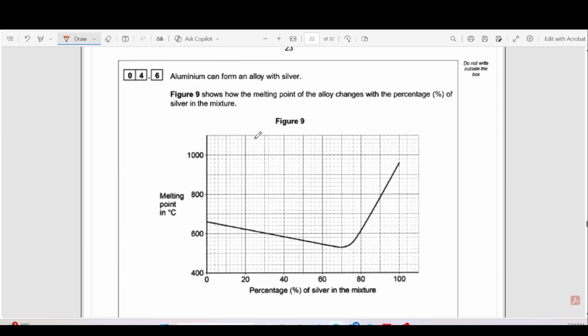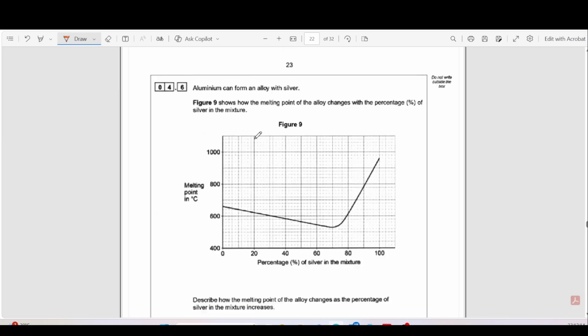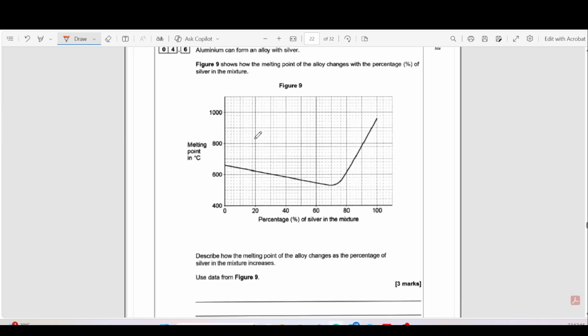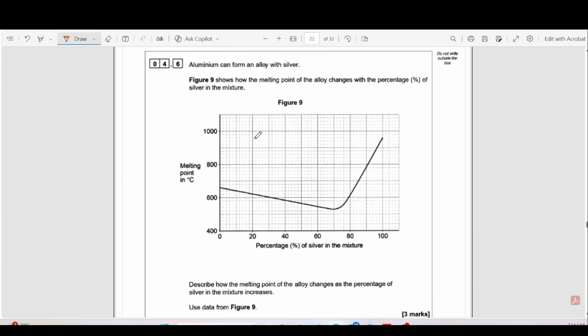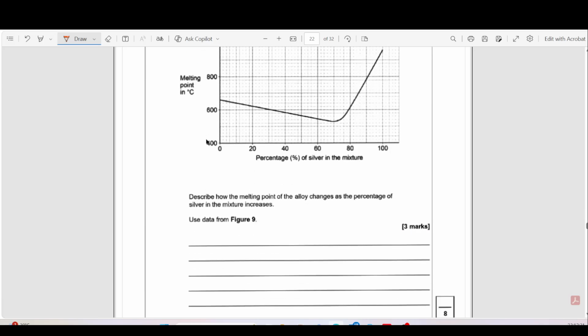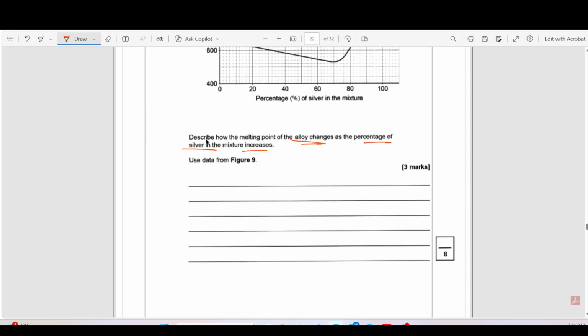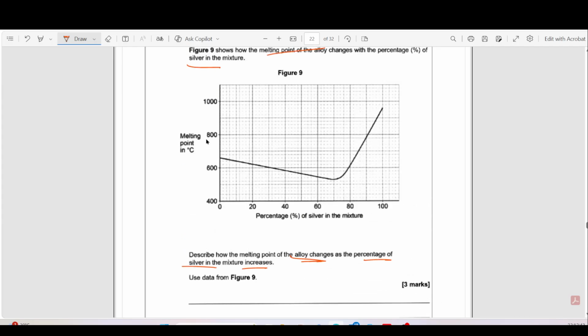And then I'll look quickly at this one. Aluminum can form an alloy with silver. This figure shows how the melting point of the alloy changes with the percentage of silver in the mixture. Describe how the melting point of the alloy changes as the percentage of silver in the mixture increases. Use data from figure 9. Okay, this is figure 9.